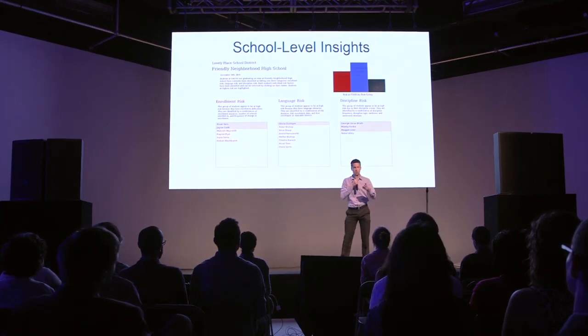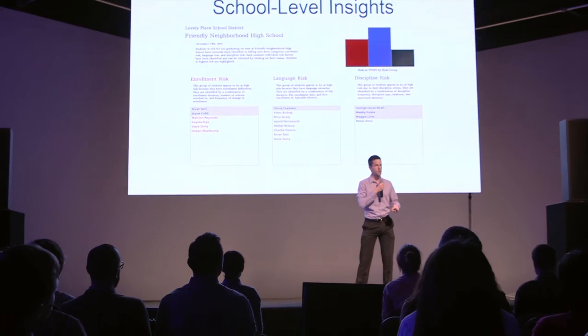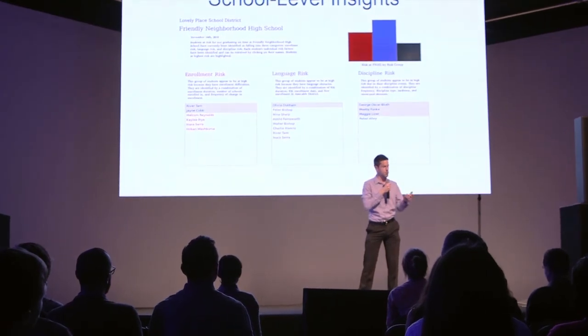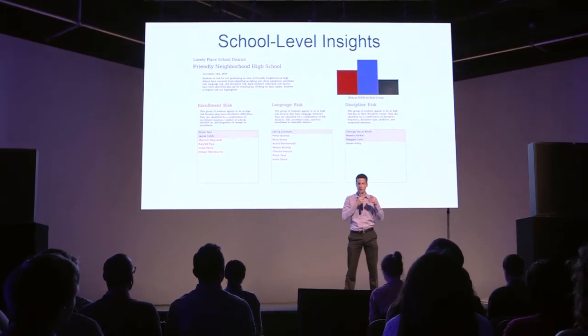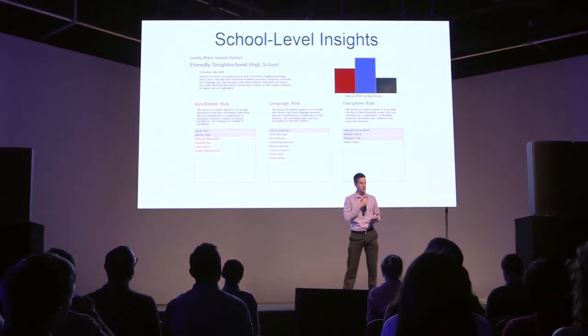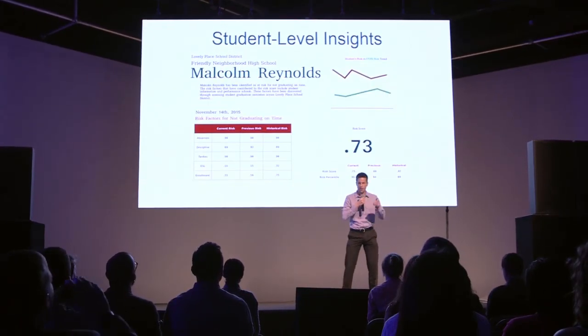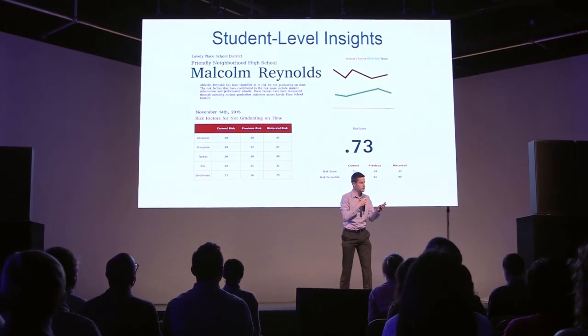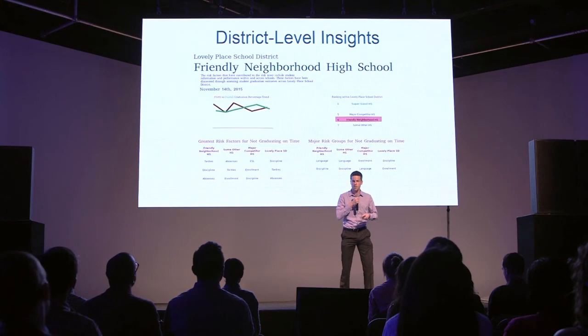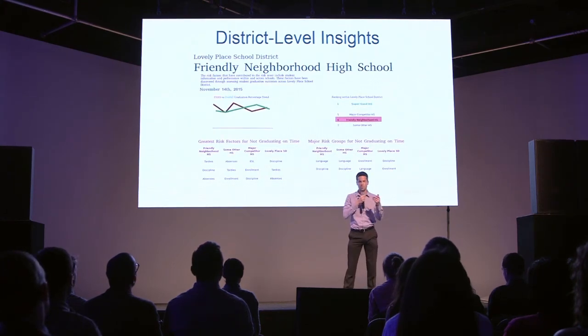Using this information, schools can develop tools to identify the factors that contribute to students' risks. First, schools can identify students given different categories of risk factors. Next, they can drill down and identify the factors that contribute to an individual student's risk. And finally, they can roll up and compare how their school compares to other schools within their district.